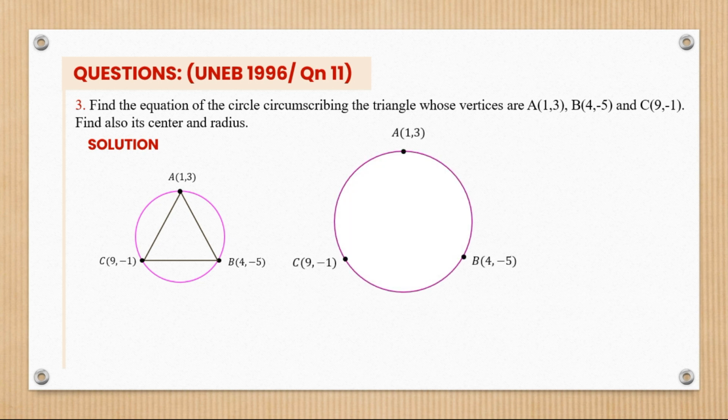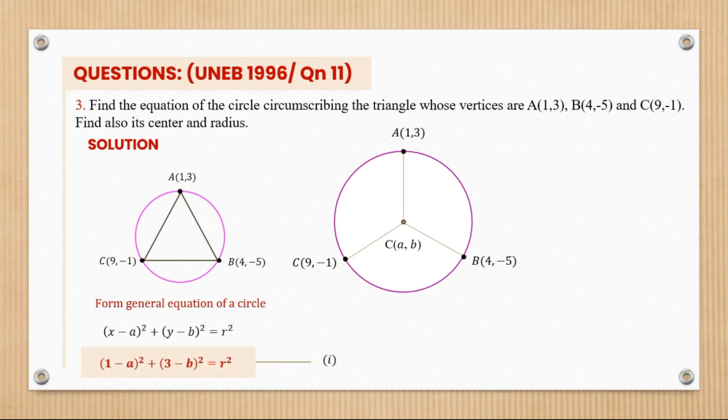So we have the points A, point B, and point C. So we can also see that we can actually join a line from all those points towards the center, which shall give us the common radius. So we can see that also from the general equation of a circle, we shall have (1 - a) squared + (3 - b) squared. Using point A, this is what we have for equation 1.